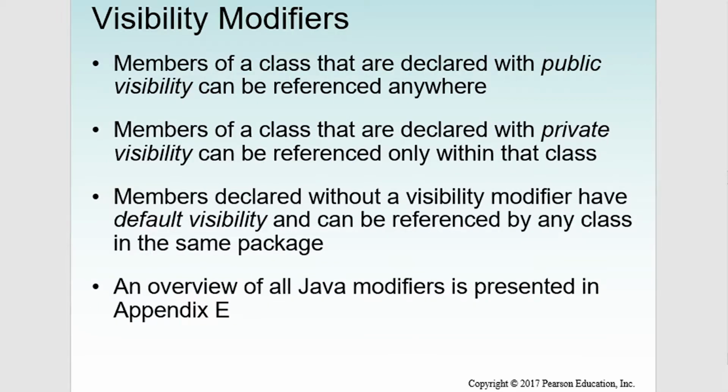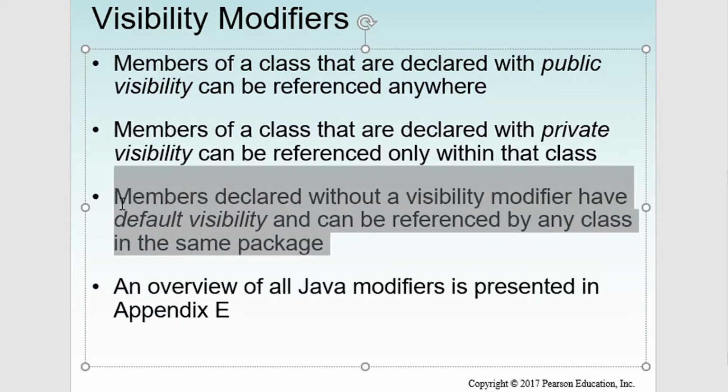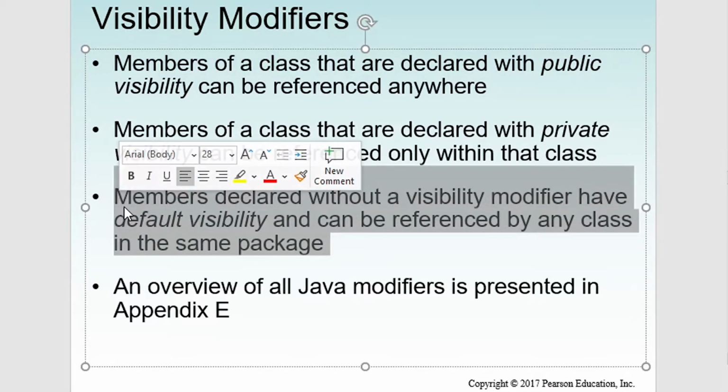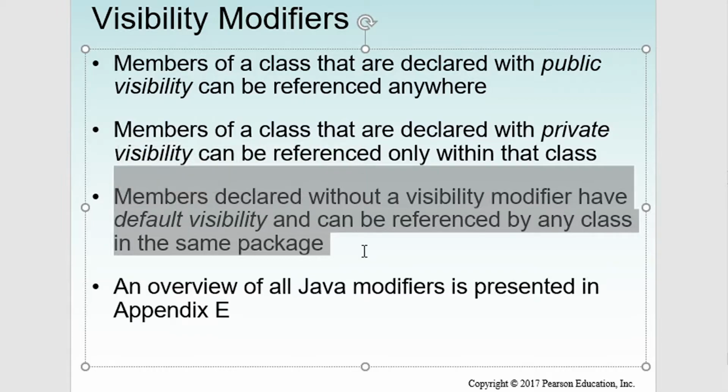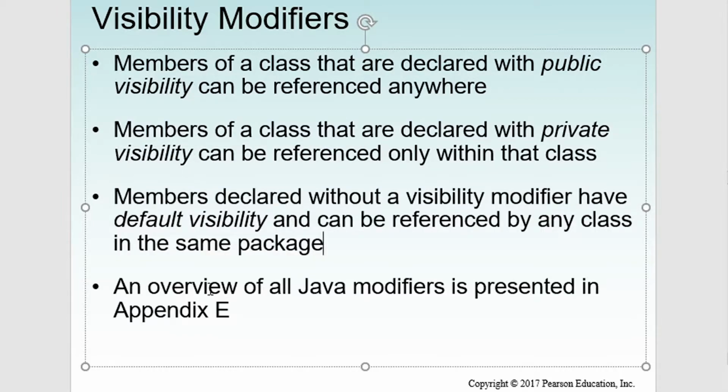Members of a class that are declared with public visibility can be accessed anywhere. Members of a class that are declared with private visibility can be referenced only within the class. Members declared without visibility have default visibility and can be referenced by any class within the same package. We won't really discuss this. This is actually a topic that we'll discuss more in Java 2. An overview of all Java modifiers is presented in Appendix E of the book.